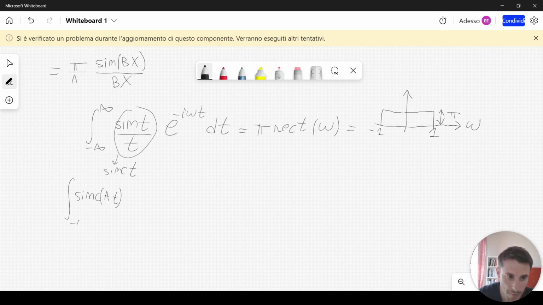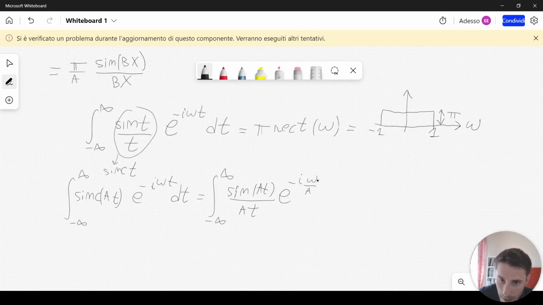We can integrate this from minus infinity to plus infinity. We have to multiply this by the usual complex exponential of the Fourier transform, which is e to the minus i omega t dt. And you can rewrite this as the integral from minus infinity to plus infinity of sin(at) divided by at. And then you can write e to the minus i, we divide omega by a and we multiply it by at. Then we take the differential of at and we divide by a.